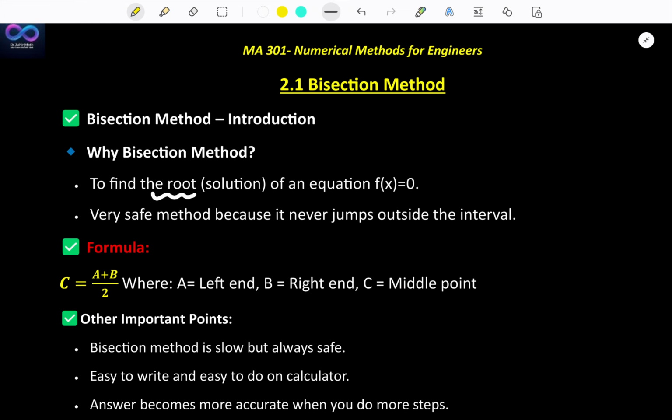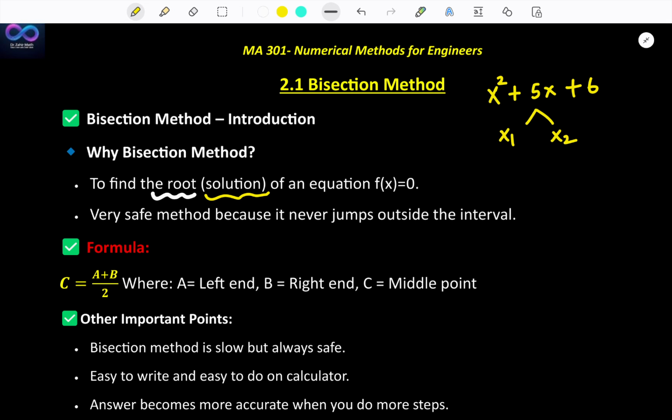So in this video, I'm going to teach you the first method in the numerical methods course, which is the bisection method. This method is used to find the root of an equation. Root means solution, right? What do you mean by the root of the equation? Suppose you have x square plus 5x plus, for example, 6. If you want to solve this equation, you will go to the calculator, put mode 5 and then 3. You will get two answers, x1 and x2. These two answers are called the roots of the equation.